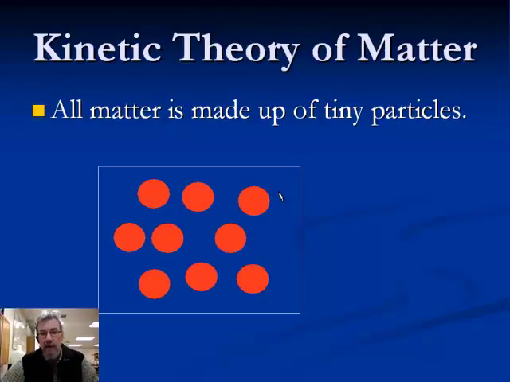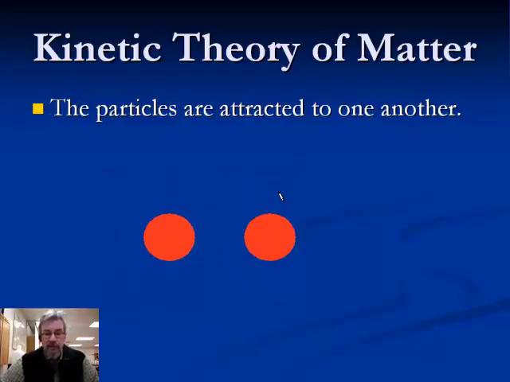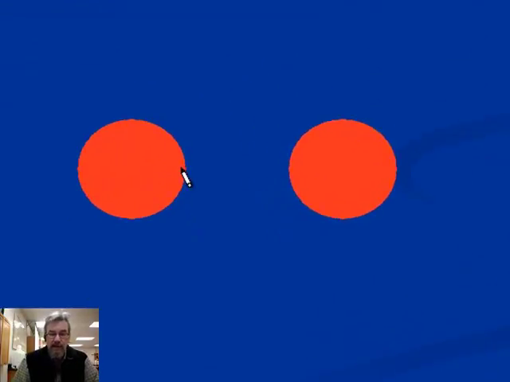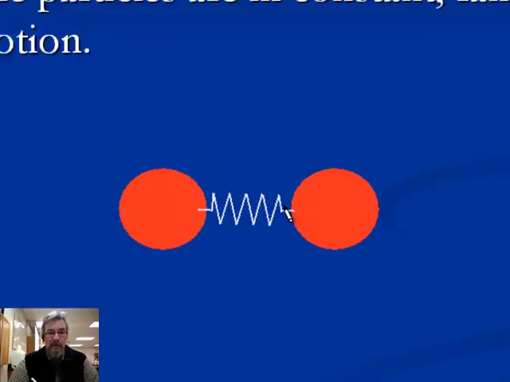It says, first of all, that all matter is made up of tiny particles. Atoms, molecules, ions, everything that exists is made up of these little tiny bits. The particles have an attraction to one another, and I like to model that attraction as a spring. If there was a spring actually connecting these two parts, as they moved apart, energy would be stored. As they move closer together, energy would be released. So that's our model that we're going to use for particles.